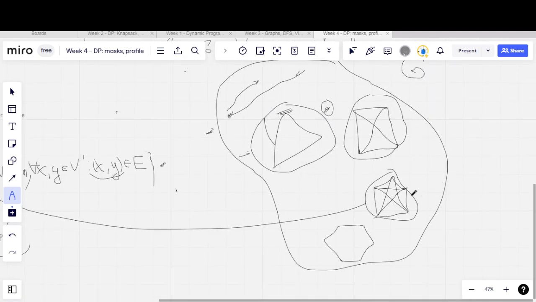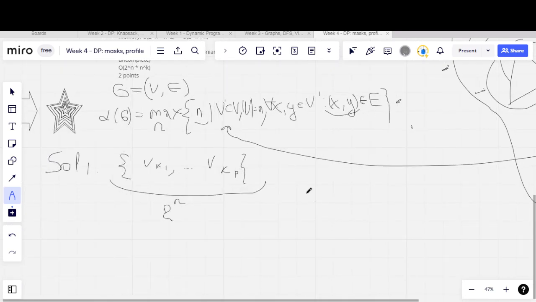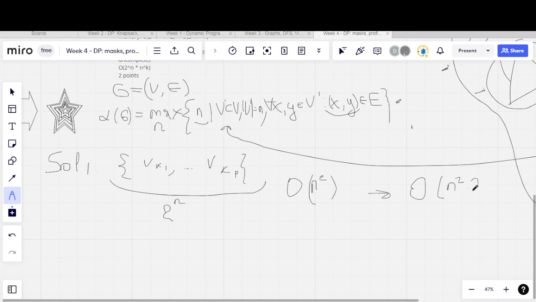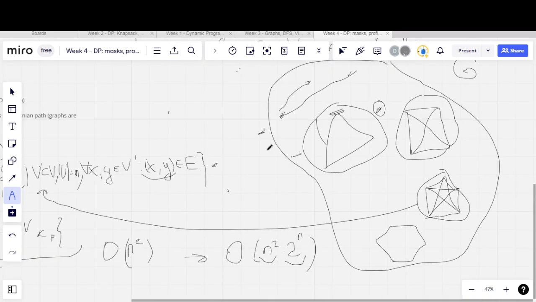Complexity: how to check that this subset is a clique? The complexity will be O(n squared), and so the total complexity will be O(n squared) multiplied by 2^n. We have subsets and we have the condition. The most stupid solution of this task.